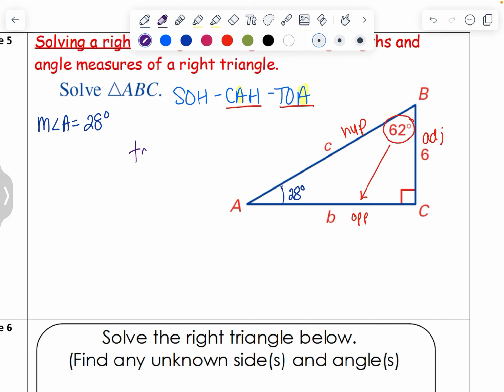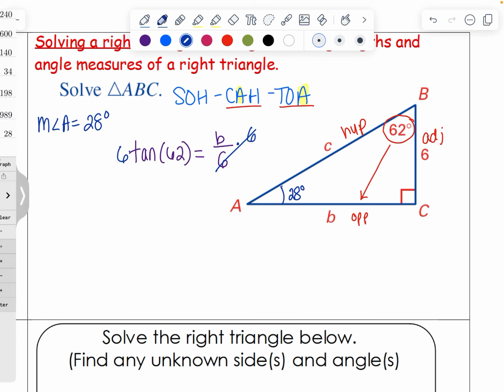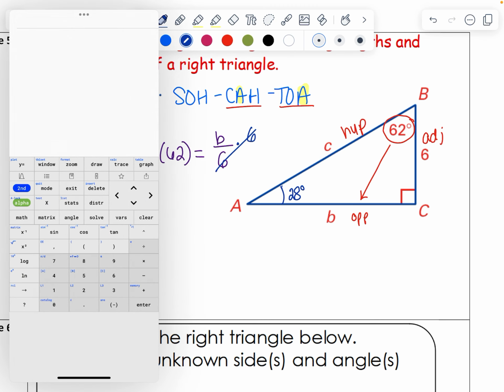So if I do tangent of the angle 62 degrees would be equal to B over 6. Got to try to make my B's and my 6's look different. Then solve this for B. This is divided by 6, so I would multiply by 6 on both sides to cancel that, and that gives me what B equals.